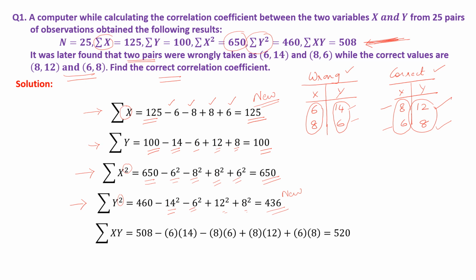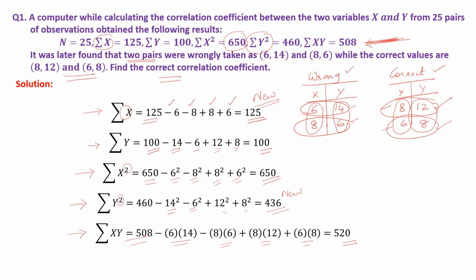Looking at sigma xy. Sigma xy is given to be 508. So now you have to subtract the product of x and y. These are the wrong values, 6 and 14 were considered. So you subtract 6 into 14. You subtract 8 into 6. So that's what you've done here. Then you add the product 8 into 12. That's here, and you add 6 into 8 because they are the correct values. So new sigma xy is given to be 520.